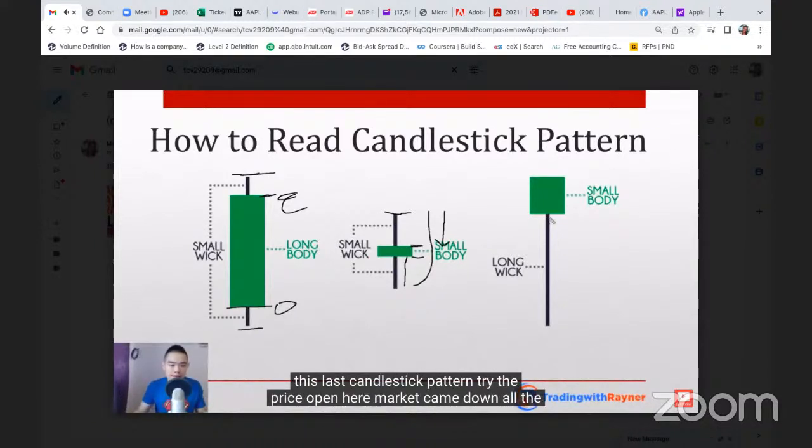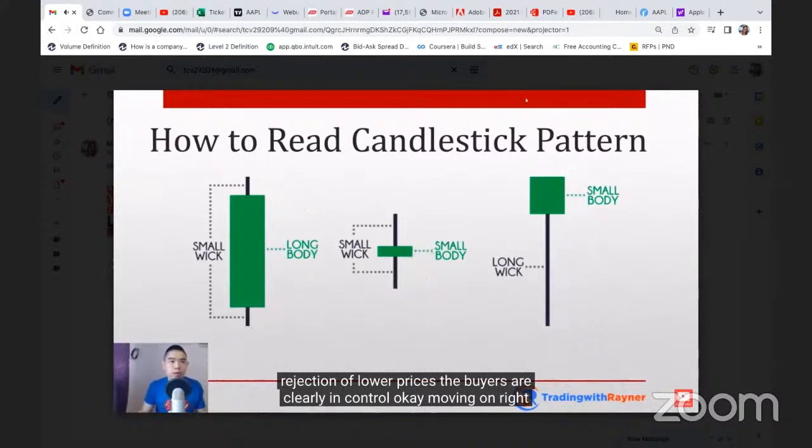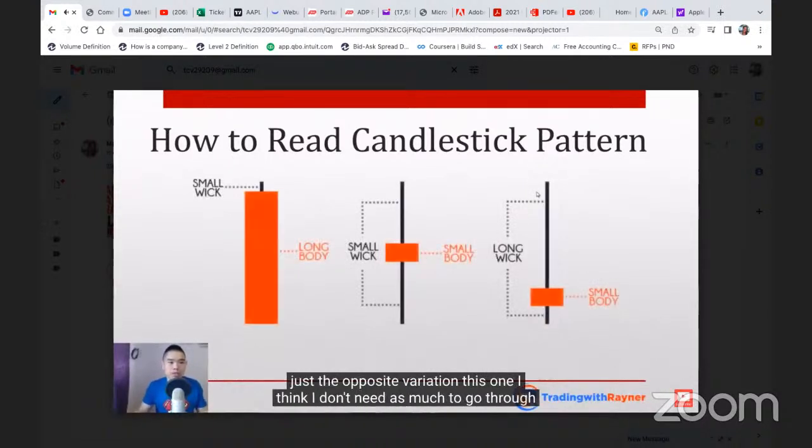And if you look at this last candlestick pattern, the price opened here, market came all the way down lower, sellers are in control, then the buyers took charge and reversed back and finally closing near the highs. So the meaning of this pattern is rejection of lower prices. The buyers are clearly in control. Okay, moving on, just the opposite variation. This one, I don't think there's much to go through. It's just the opposite to what we have just shared earlier. Okay, this is the selling version of it.